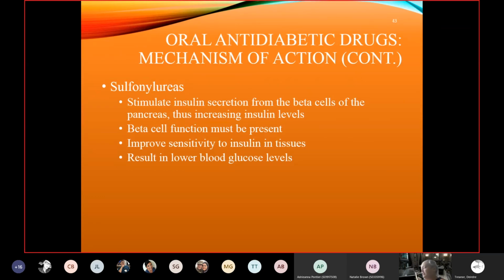So their mechanism of action, they stimulate insulin secretion. You must have productive beta cells. If the beta cells aren't functioning, sulfonylurea is not going to work. And it also helps improve sensitivity to insulin, resulting in lower blood sugars.